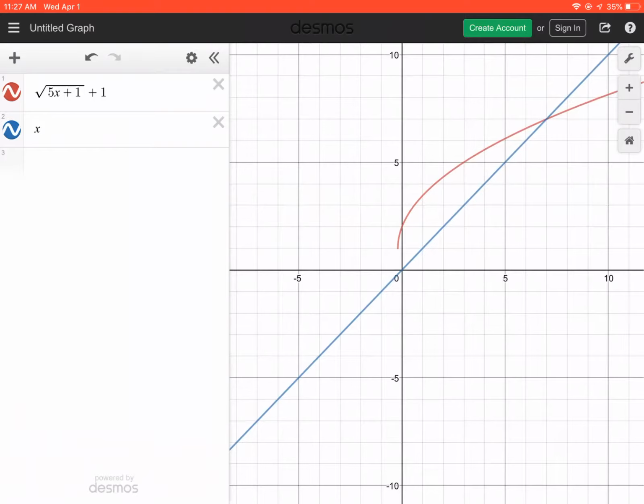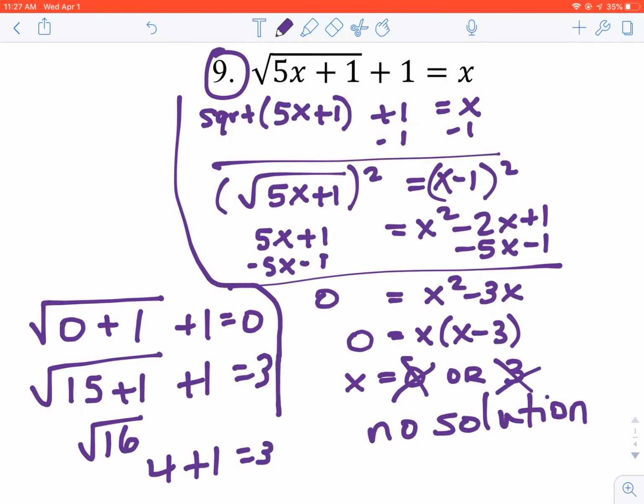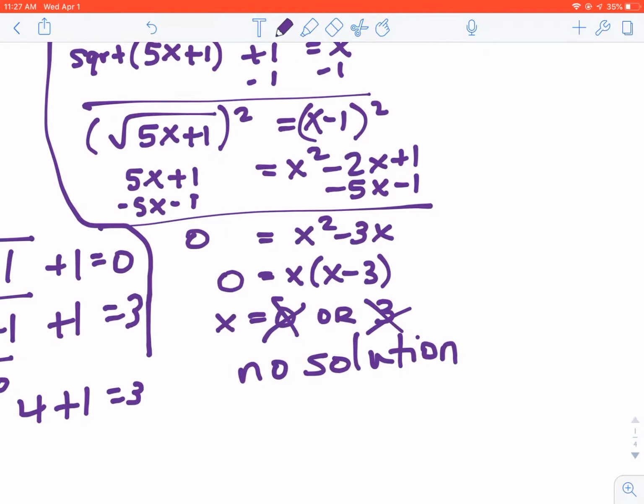So, is that right? 5x plus 1 plus x, 5x plus 1 plus 1x. Why am I getting no solution? What did I do wrong, y'all? Oh, because I'm a dingbat. Look at this. Look at this, dingbat. How come nobody yelled at me while I was doing this?